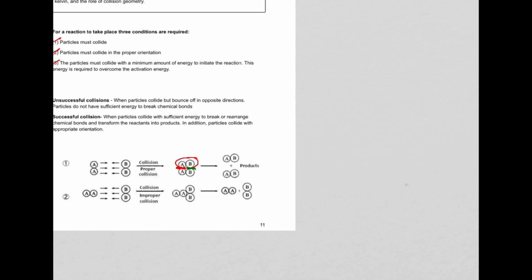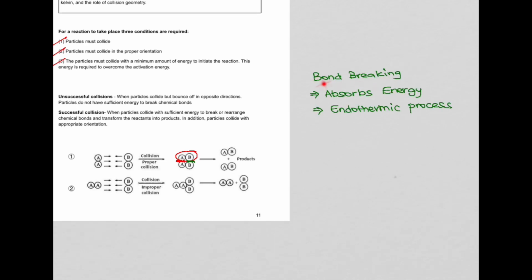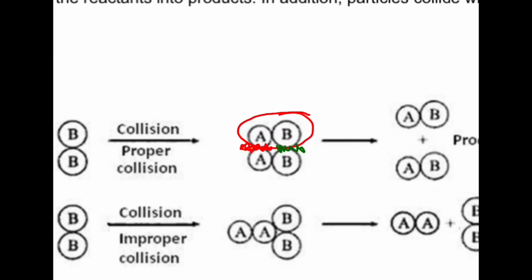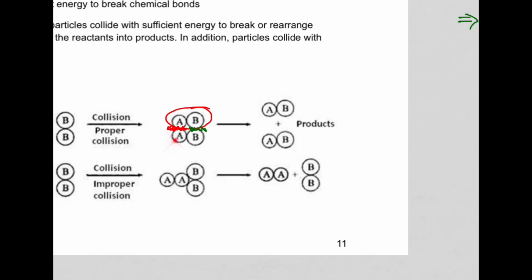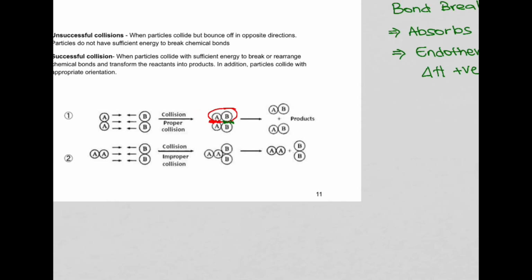If you still remember, bond breaking is an endothermic process. It absorbs energy. So delta H is positive, which means that for the bond to actually break here, for A and A to break, there must be energy in the system. So it's going to absorb energy in order to break the bond between A and A. And then energy is released when A and B form, because bond formation is exothermic.